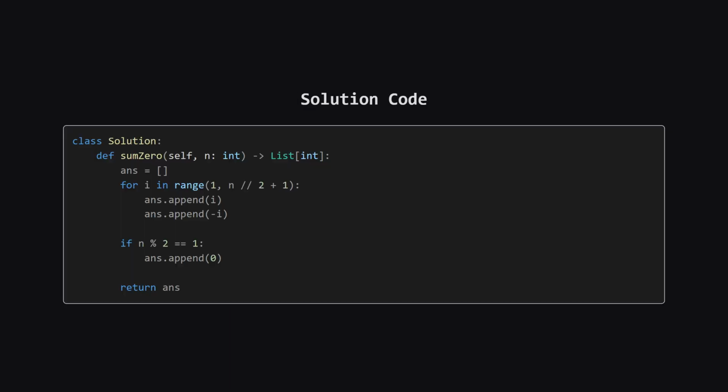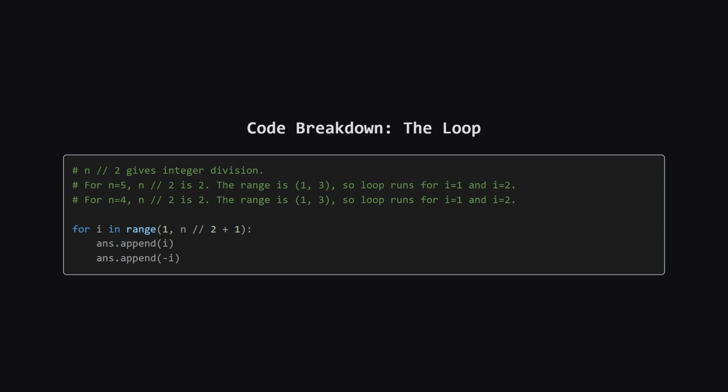And here's what that algorithm looks like in Python. It's really concise and directly follows the steps we just outlined. Let's quickly break down the key parts. The heart of the solution is this for loop. The expression n // 2 performs integer division. So for an n of 5 it gives us 2. The range then goes from 1 up to, but not including, n // 2 plus 1. This means the loop will run for the numbers 1 and 2.